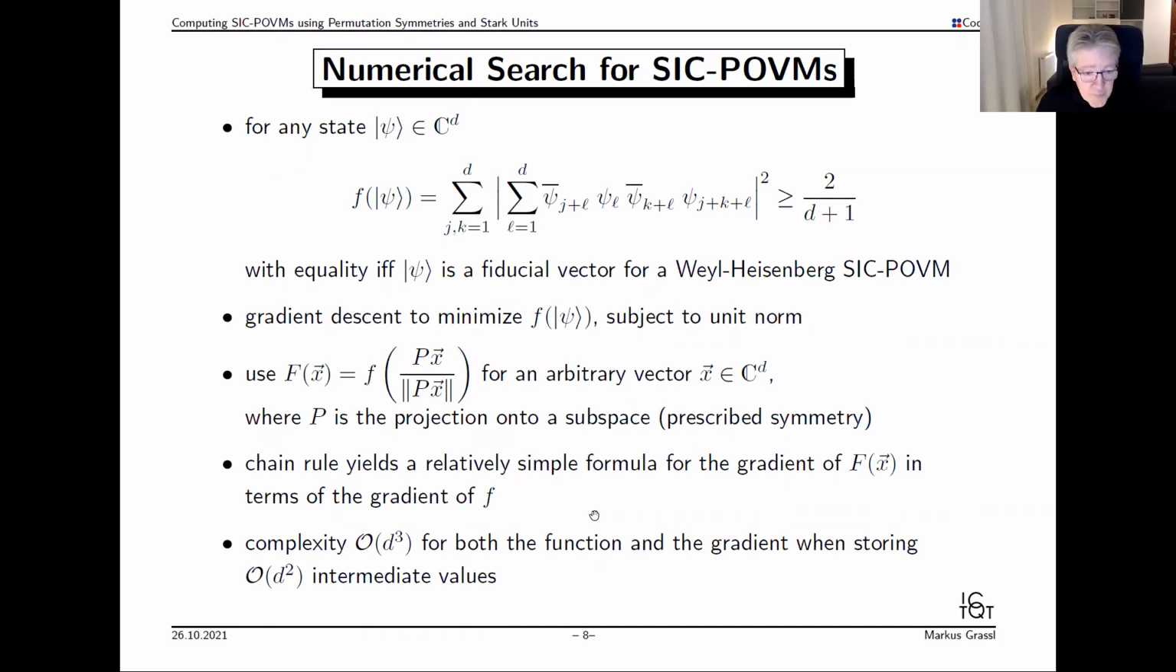So despite the fact that we are starting with a function which itself has quartic complexity, and we have to compute a gradient, that means a vector of d many derivatives of that function, we can store intermediate values and have an overall complexity which is only cubic instead of quartic to calculate that function.